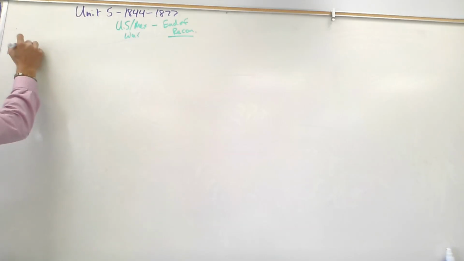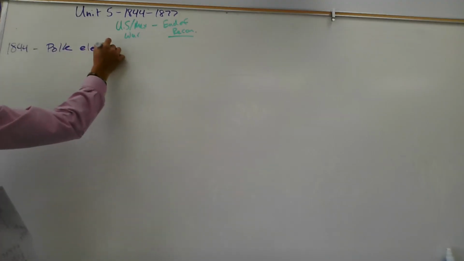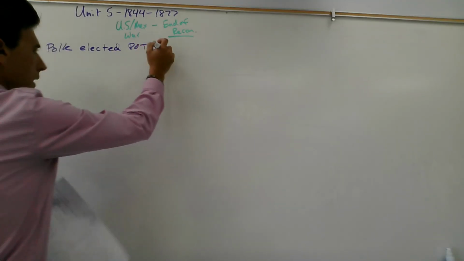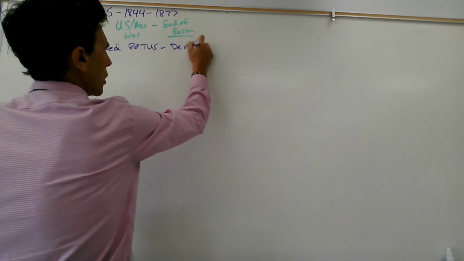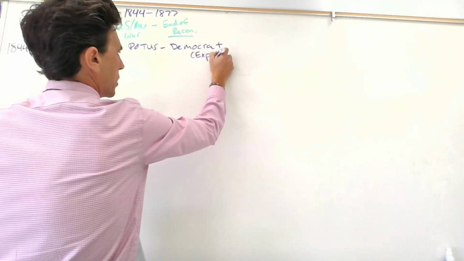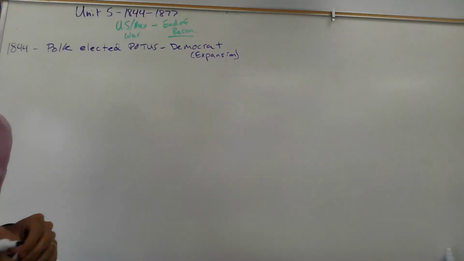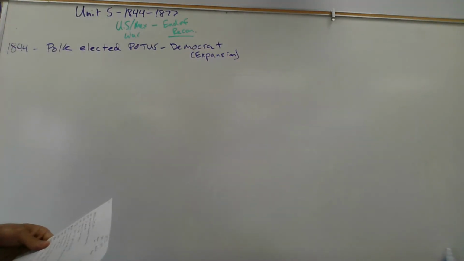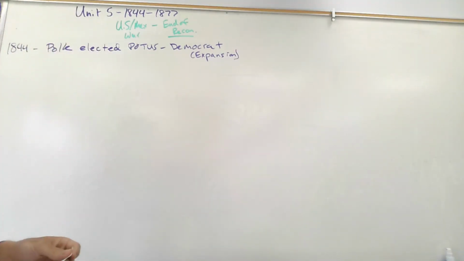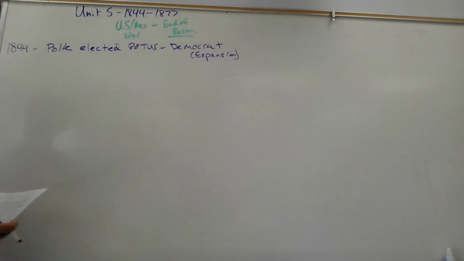1844. In 1844, James K. Polk is elected as president. All right. And this is a big deal because he was a Democrat who was also an expansionist, believed in expansion. He's the guy that pre-writes the speech for the war with Mexico before blood had even been dropped.